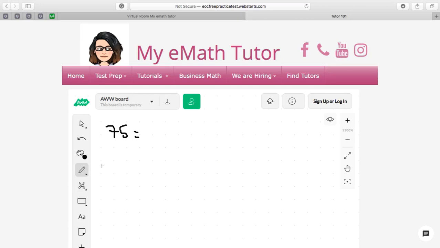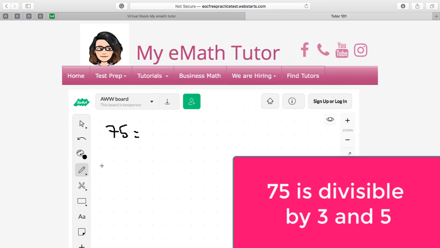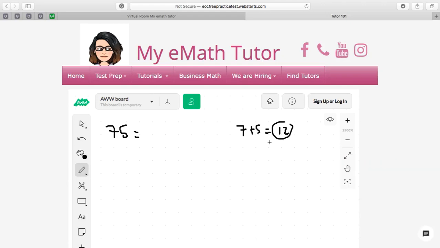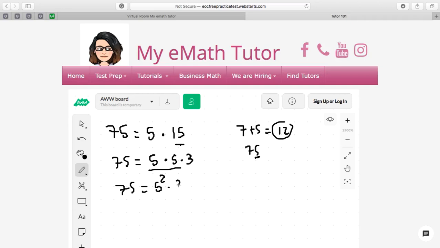The first thing that I want you to do is divide 75 by 5, because we know that 75 is divisible by 5, since 75 ends with 5. So 75, I can write it down as 5 times 15. Now I'm going to continue breaking down the 15, and 15 is 5 times 3. So look, now I have the prime factorization of 75, which is going to be 5 squared times 3.